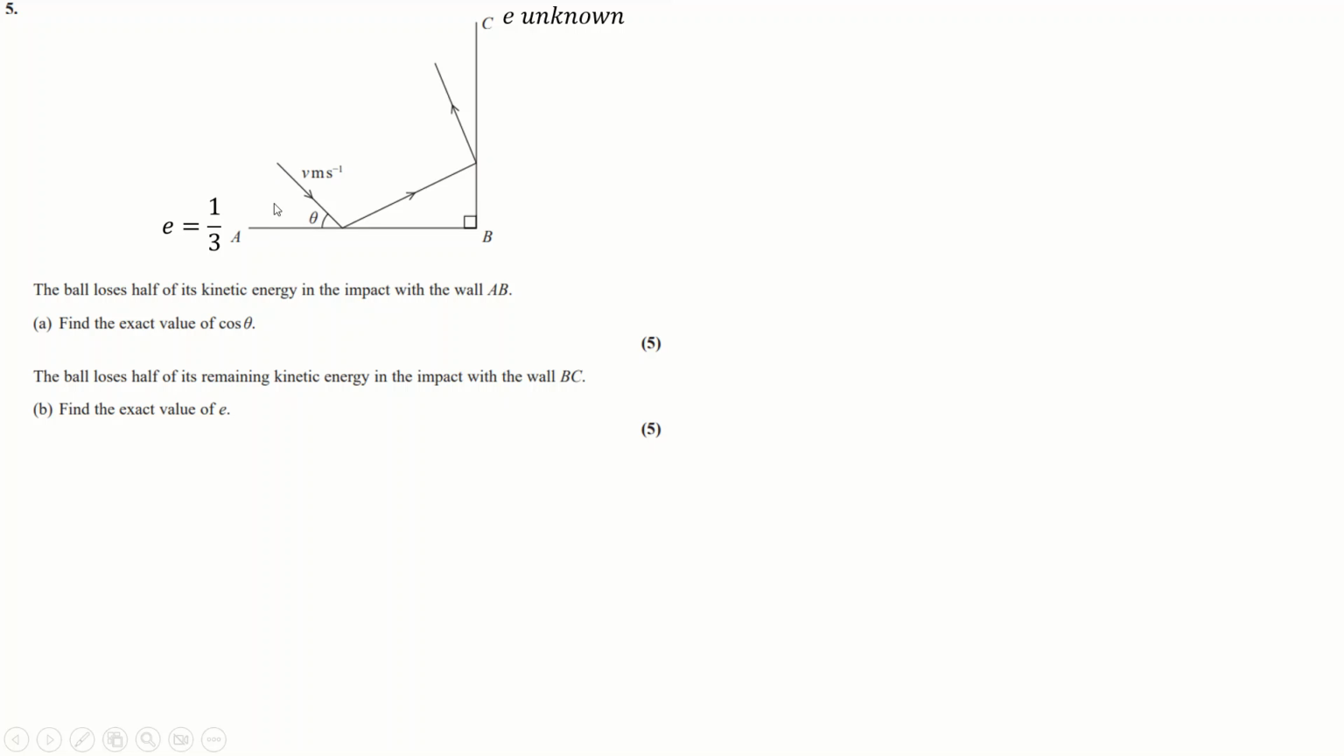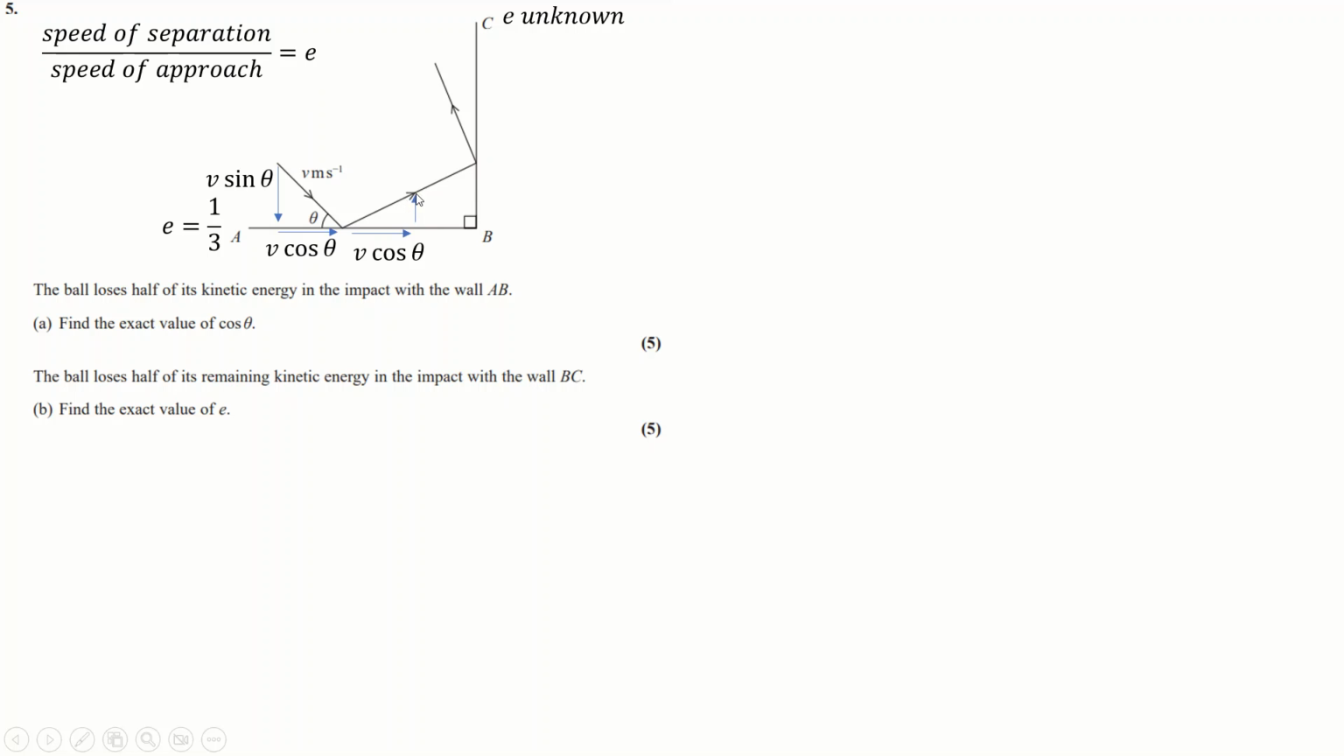So, okay, let's do some components then. So this is v sine theta, this is v cos theta. We know that the horizontal is conserved, so this is also v cos theta. And this here is not v sine theta because the vertical isn't conserved. The vertical uses this e thing.